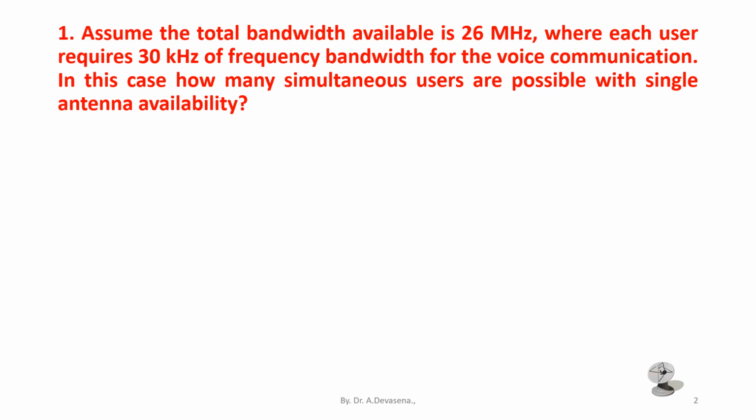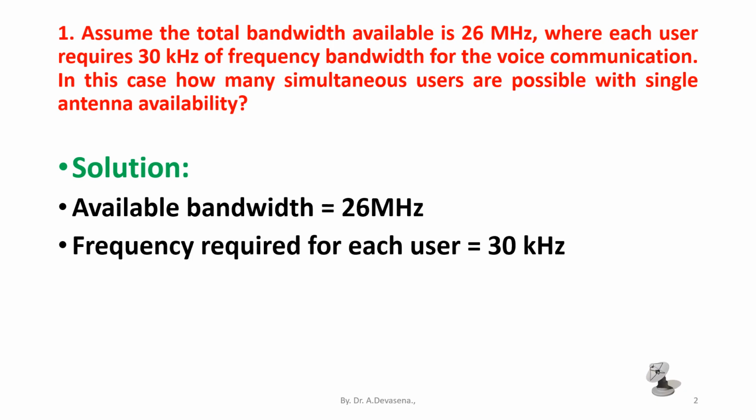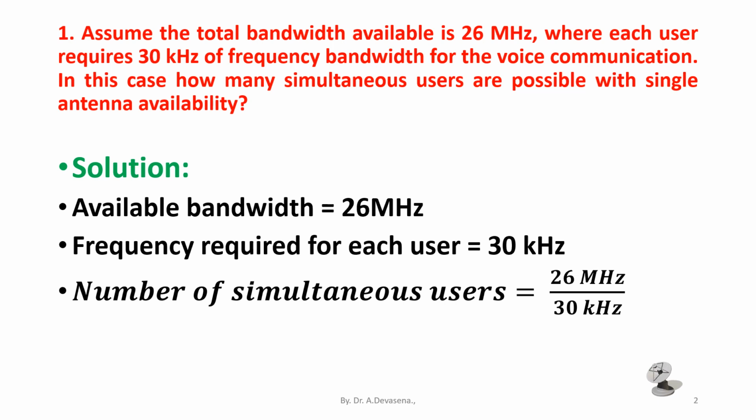Assume the total bandwidth available is 26 MHz, where each user requires 30 kHz of frequency bandwidth for the voice communication. In this case, how many simultaneous users are possible with single antenna availability? Now, the solution for this question is available bandwidth. In this problem, they have given 26 MHz as available bandwidth. The frequency required for each user is specified as 30 kHz in this problem. Now, they have to calculate the number of simultaneous users.